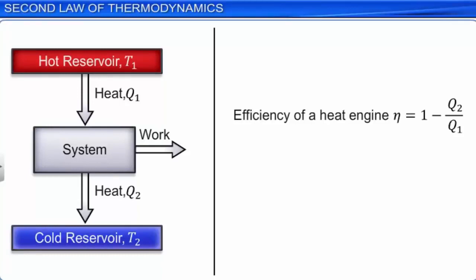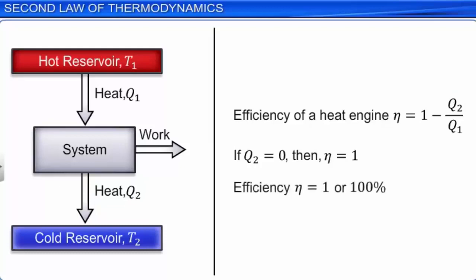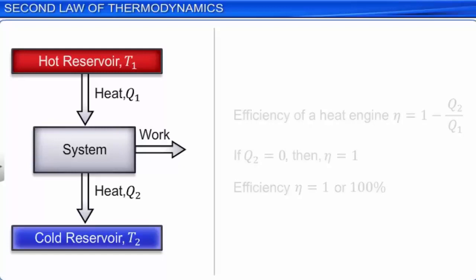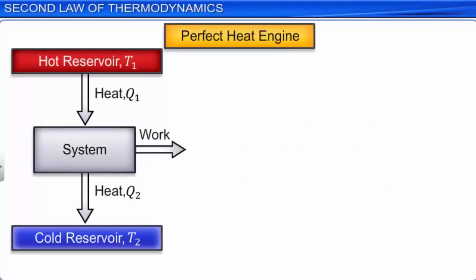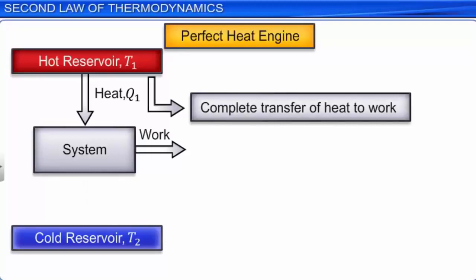Earlier, you learned that the efficiency of a heat engine eta is equal to 1 minus Q2 by Q1, where Q1 is the heat absorbed by the system from a hot reservoir, and Q2 is the heat released by the system to a cold reservoir. If Q2 is equal to 0, then the efficiency of the heat engine is 1 or 100%. Such a heat engine is called a perfect heat engine. This means a perfect heat engine can convert all the heat absorbed into work without any transfer of heat to the cold reservoir.